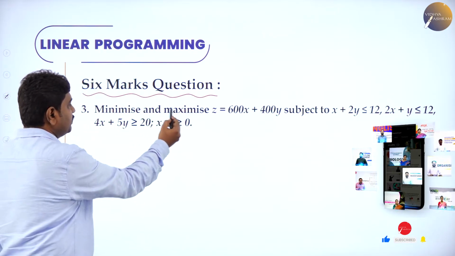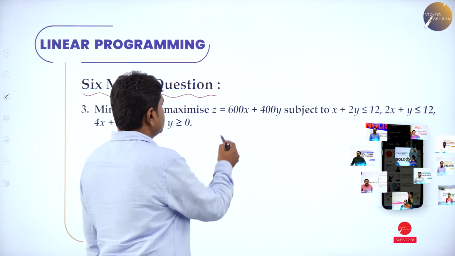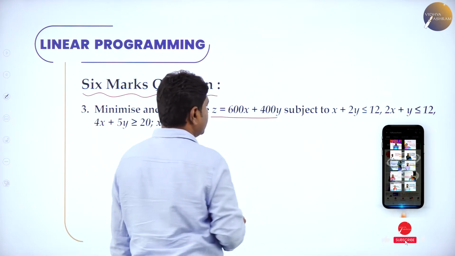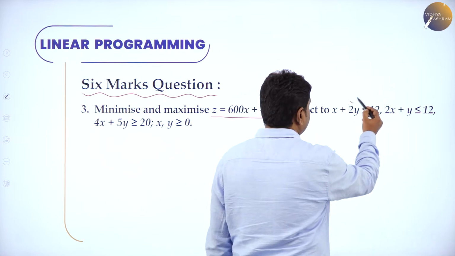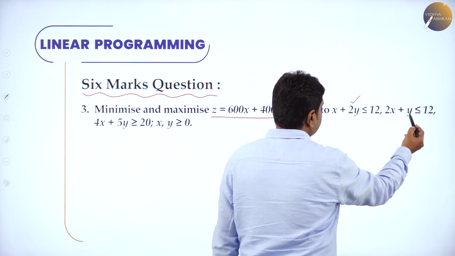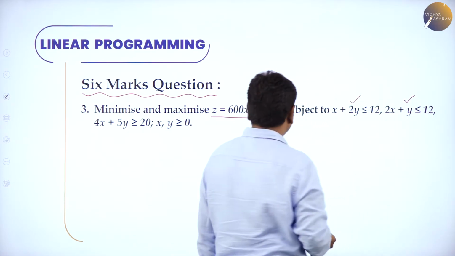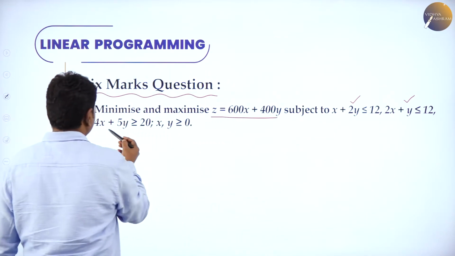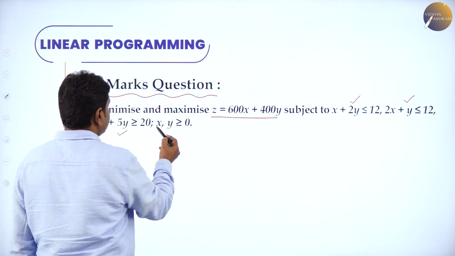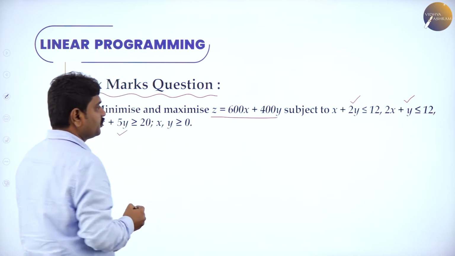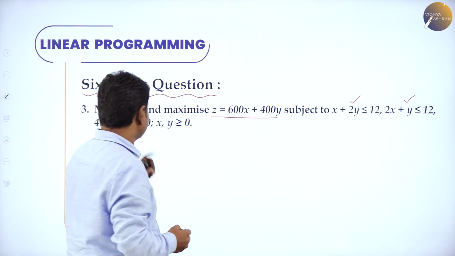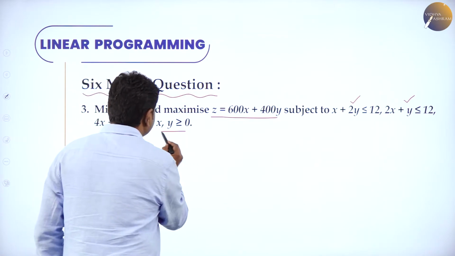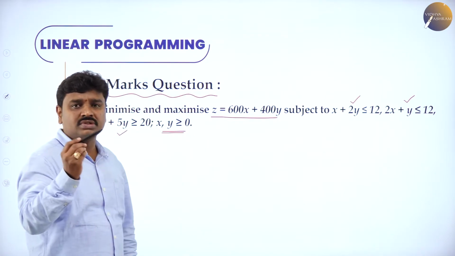Minimize and maximize z equal to 600x plus 400y subject to the constraints x plus 2y less than or equal to 12, 2x plus y less than or equal to 12, and 4x plus y greater than or equal to 20, x, y greater than or equal to 0. So they gave 1, 2, 3 constraints and the non-negative constraint x comma y greater than or equal to 0.